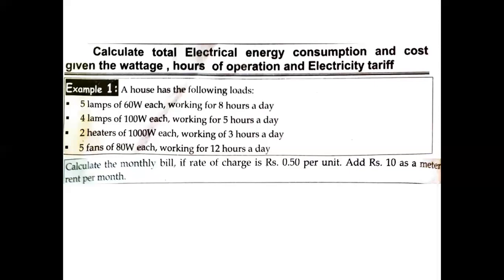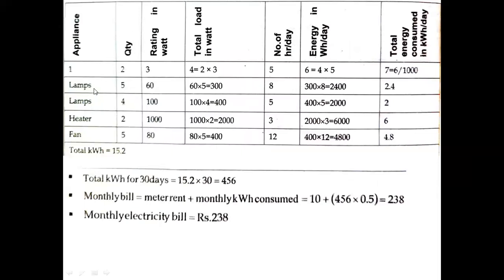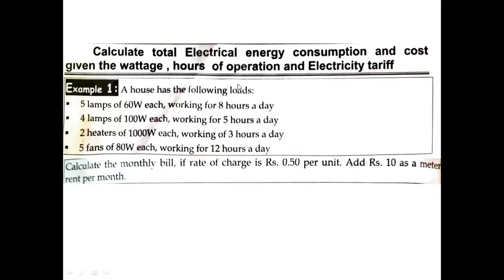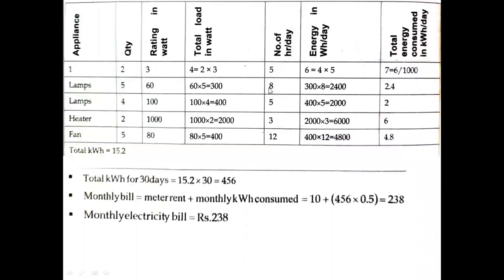Now first let us calculate the wattage. So lamps, 5 lamps, 60 watts each. So the total load is 300 watts. Number of hours is 8 hours, working for 8 hours a day. So 8 into 300, 2400. So convert it into kilowatt hour. By 1000, which is 2.4 kilowatt hours. So commercially, kilowatt hour is known as 1 unit.